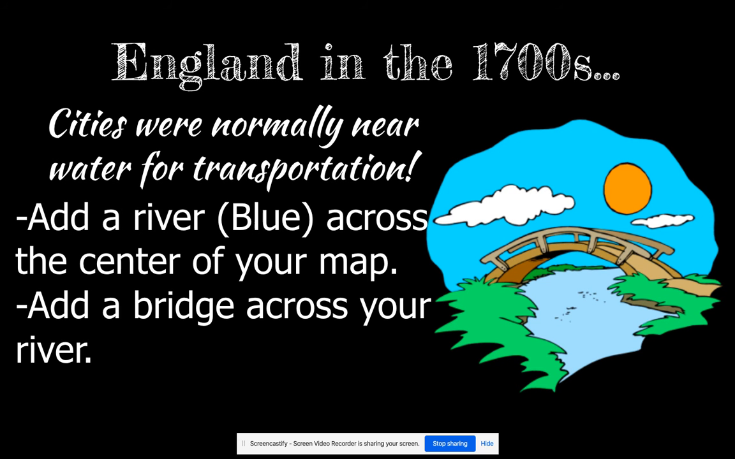All right, first things first. You're going to need to have your settlement be near some water. Okay, so add a river in blue across the center of your map. And remember, rivers don't ever flow straight. That would be a man made canal or something like that. And you're going to need to be able to get to the other side of your river. So throw us a bridge in there too. So you need a river for obvious reasons. You're going to need water, maybe need it for transportation and stuff like that. And then add a bridge so that you can get across it.